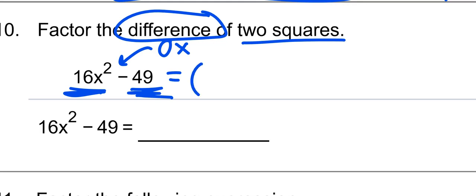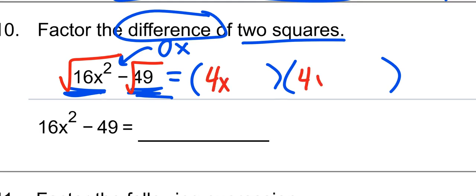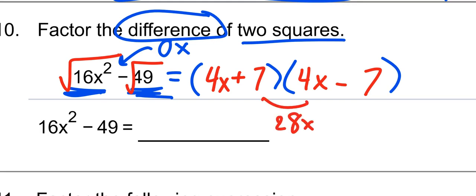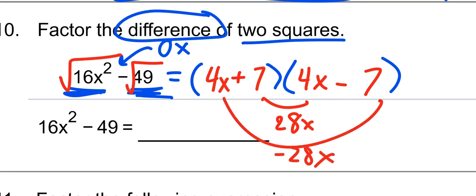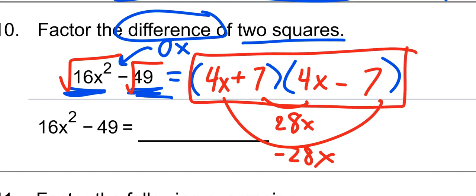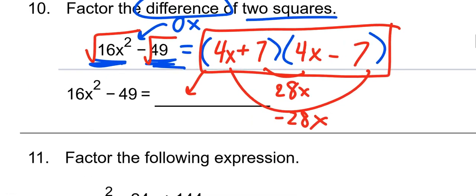So basically what you want to do is take the square root of each one of these. So that'll give me 4x and 4x, 7 and 7. One's a plus, one's a minus. Well, let's see if this works out in the middle. Well, there's 28x and there's negative 28x. So that is indeed what the answer is, because those two things would cancel each other out. Like I said, it won't matter whether you have the plus first and the minus second, or minus first and the plus second. Not going to matter at all.